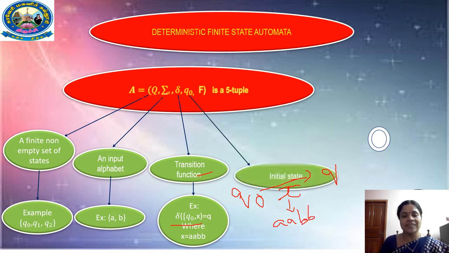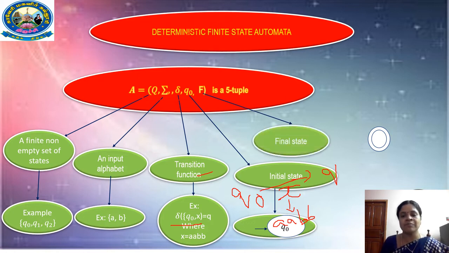The next one is the initial state, which is given as Q0, and it is mentioned with an arrow mark on the left. And the next element is the final state, which is denoted by F, and it is denoted in the transition diagram as a double circle.